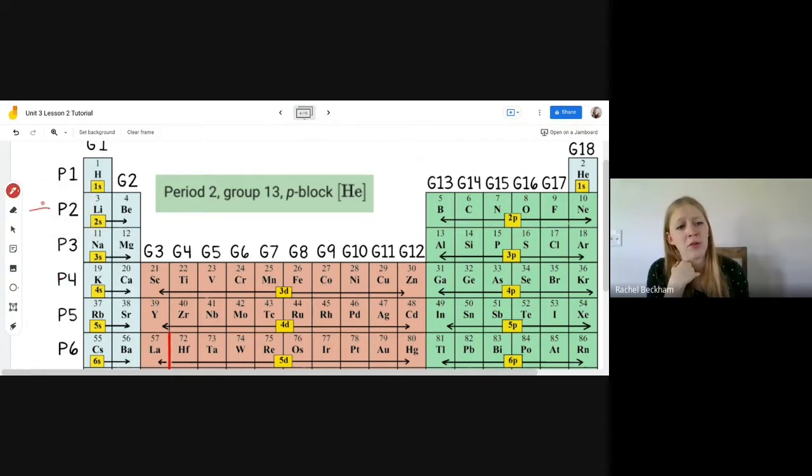Here's period 2, and here's group 13. So it's somewhere on this row, and it's also got to be somewhere on this column, right? So it's got to be boron. Boron has got to be our element. So we need to write the configuration for boron. I think they want you to do it the abbreviated way.